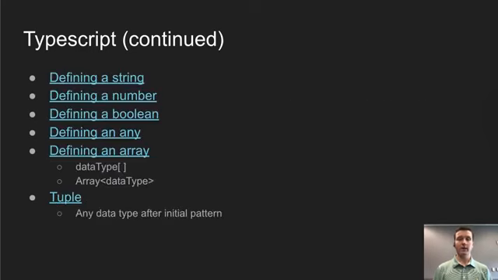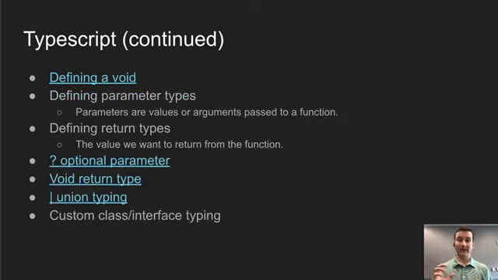We can define a string, a number, a boolean, any, or an array, or even a tuple. We can also define void types, right? We can define these different parameter types. We can pass in the optional parameter, and then we have the void return type, and we also have union typing.